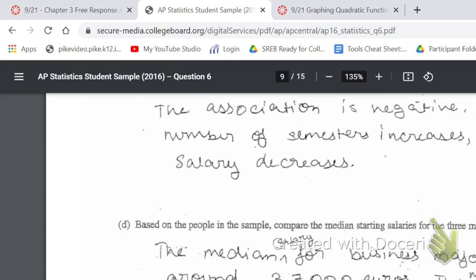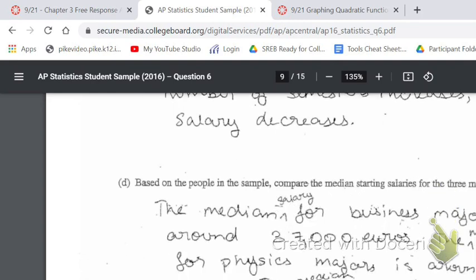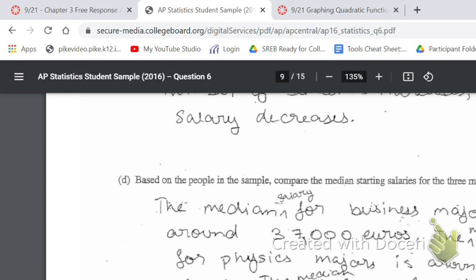Based on the people in the sample, compare the median starting salaries. The median salary for business majors is around 37,000 euros. The median salary for physics majors is around 48. The median salary for chemistry majors is around 54,000 euros. What do we like? Predictions are accurate. They've got accurate predictions. Doesn't have comparative language. They just stated reasonable estimates here.